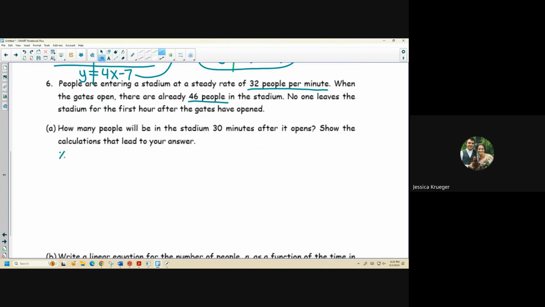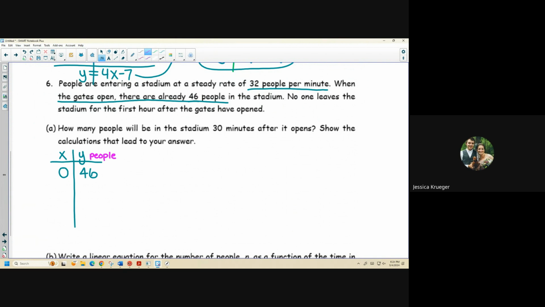I'm going to start with a table because this is looking a lot like a table to me. It says when the gates open, there are already 46 people. So at 0, when I start, there are 46 people. This allows me to say that my y is people. What are we measuring x in? When the gates open, there are already 46 people.